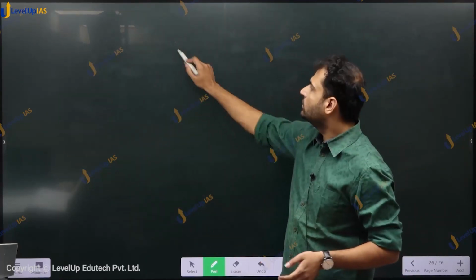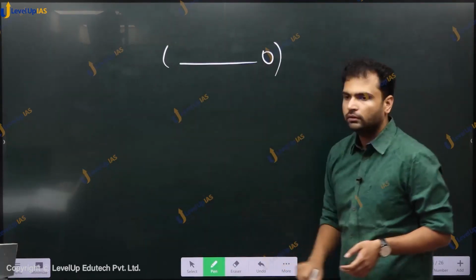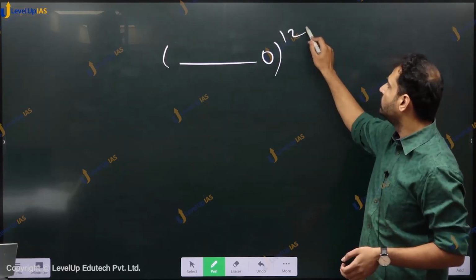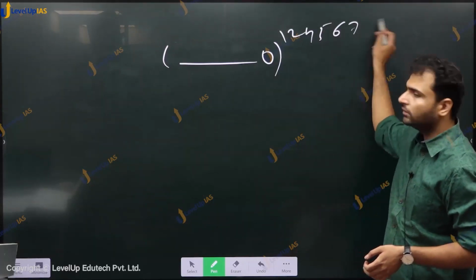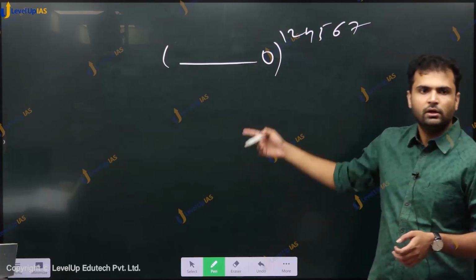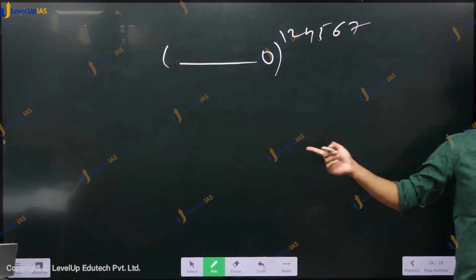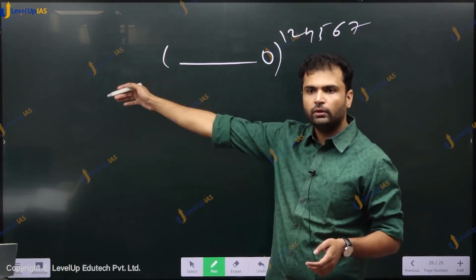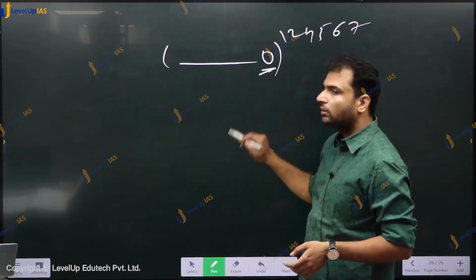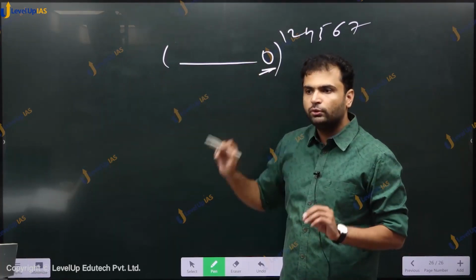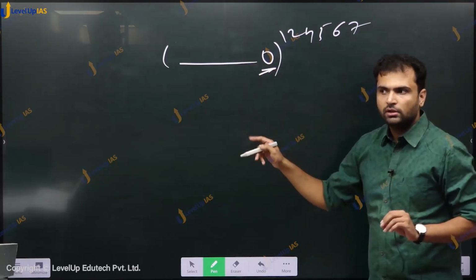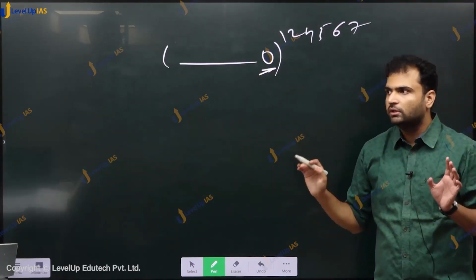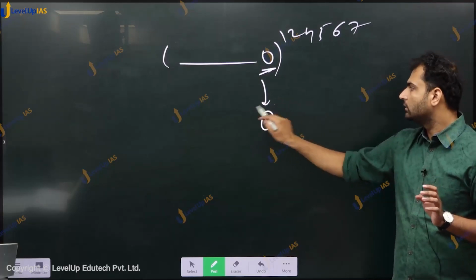Similarly, if we have 0 at the end and we are taking any power, any large power, what would be the units place of this number? 0, because it doesn't matter what is there before this 0. Only 0 determines the units place of this particular power. So you take 0 any times, you multiply 0 with itself any number of times, it will end with 0.